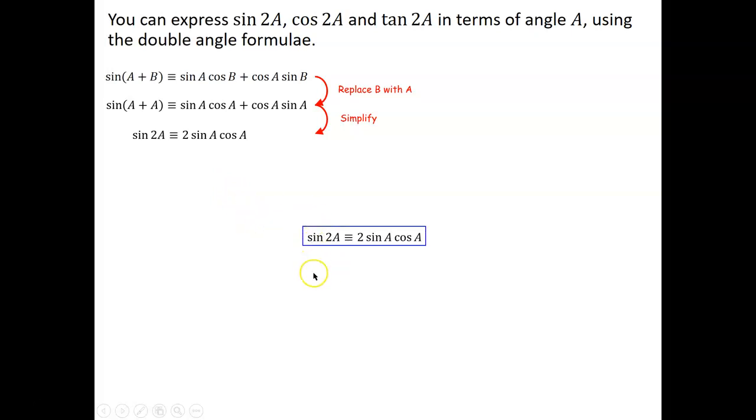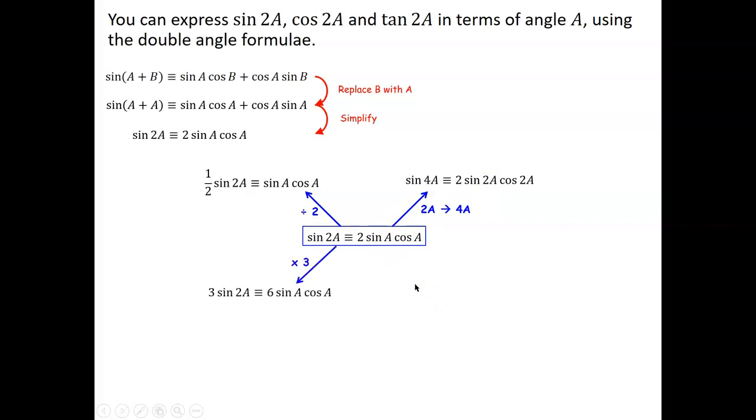And then there are different ways that I can manipulate this to make it useful for me. I could divide it by 2, so half sine 2A equals sine A cos A. I could put 4A in instead of 2A, in which case each of these A's would become 2A. I could multiply it by 3. I could have a specific angle that 2A is equal to.